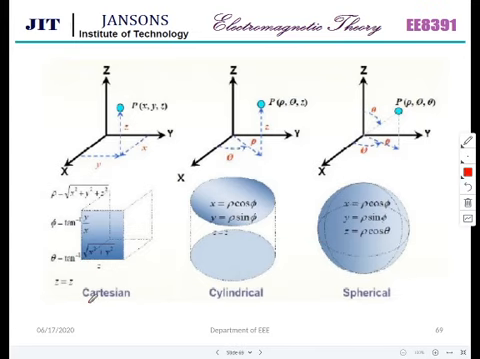So there are three coordinate systems: Cartesian, cylindrical, and spherical. For Cartesian, it is x, y, and z. Here it is rho, phi, and z. Here it is r, theta, phi. Here it is x, y, and z, representing a single point in three coordinates, as in your two-dimensional graph for your experiments and all.